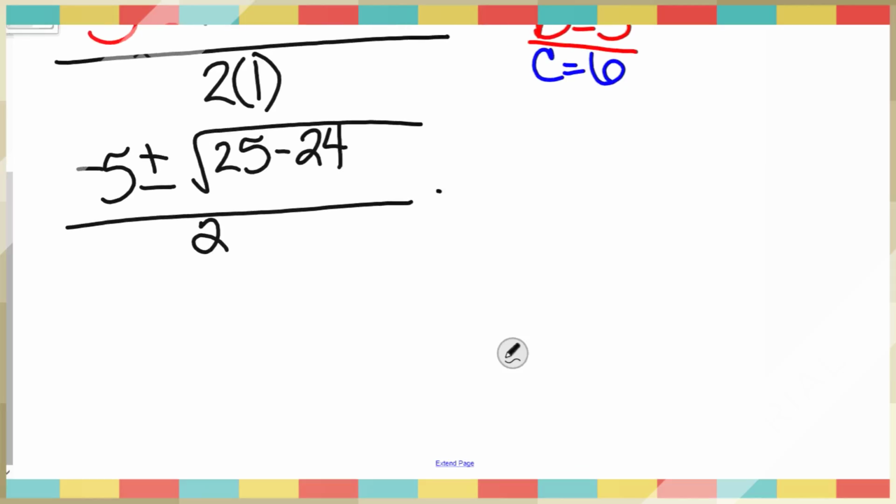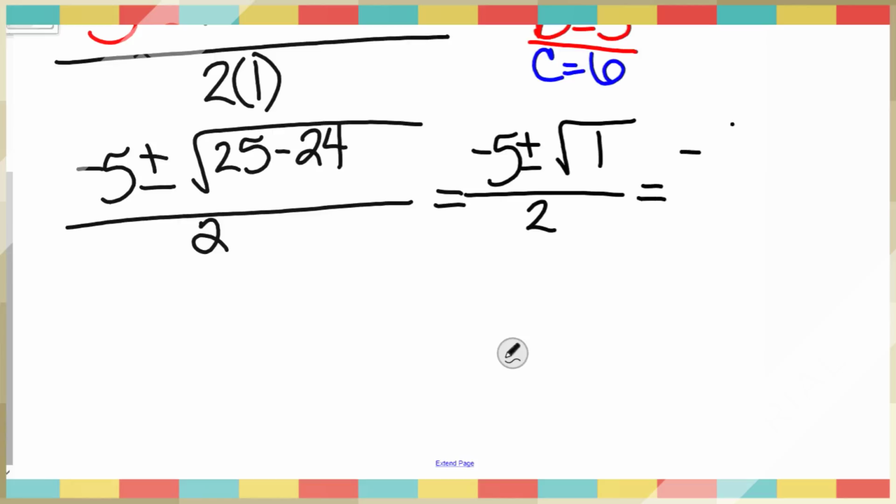So now with that part done, we're going to condense it down as much as we can. So we've got negative 5 plus or minus the square root. Well, what's 25 minus 24? Well, it's 1. So we're going to put 1 under there, all over 2. And what's the square root of 1? It's just 1, isn't it? So we've got negative 5 plus or minus 1 all over 2.